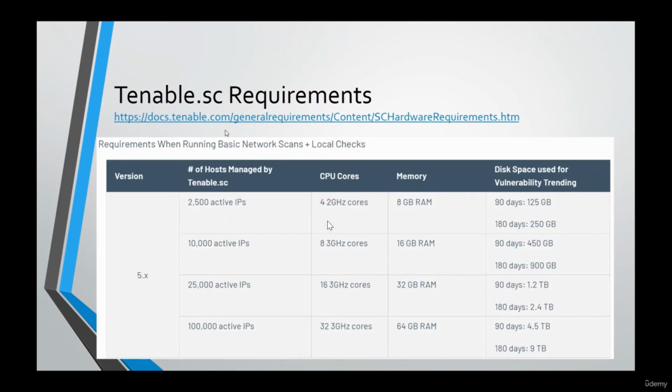Now about the CPU and memory. As in the picture you see here, if you are using Tenable Security Center to handle 2500 active IPs, here is the requirement: 4 cores and 8 gig of RAM. If you want to store for 90 days, you need 125 gig, and so on. You can check all the requirements here. This is if you are running basic network scans and local checks.